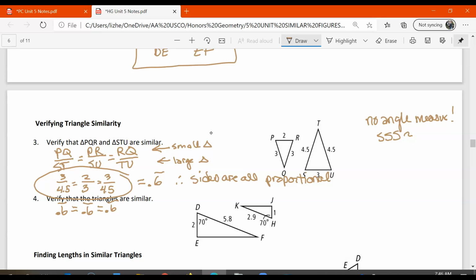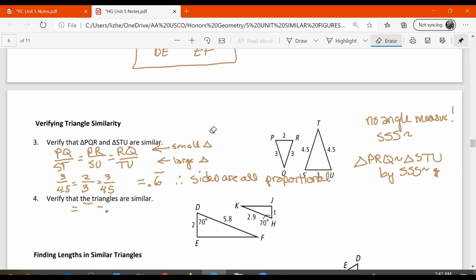Okay, so since all my sides are proportional, I can say that triangle PRQ is similar to triangle STU. Make sure you line it up right. Oh, by the SSS similarity postulate. Okay, next one, which I wrote on. So let me erase that. Okay, verify that the triangles are similar.